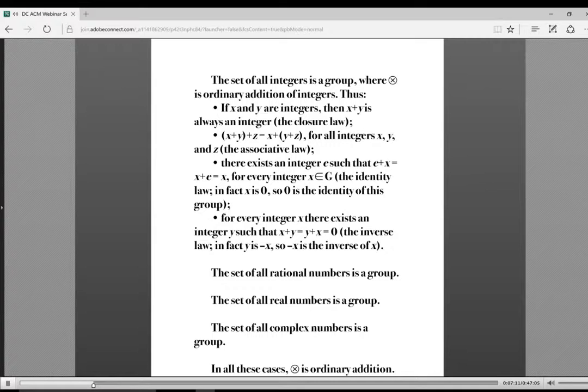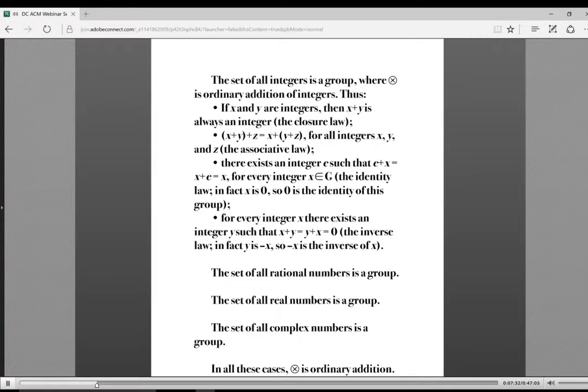3, there exists an integer E such that E plus X equals X plus E equals X for every integer X in G. That's the identity law. In fact, E is 0, excuse me, that's a bug. E is 0. So 0 is the identity of this group.